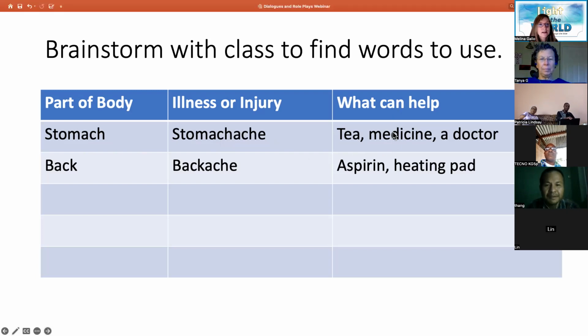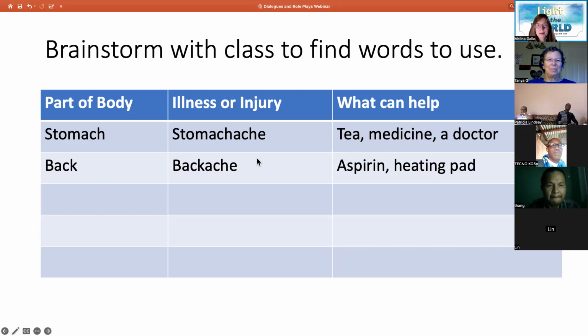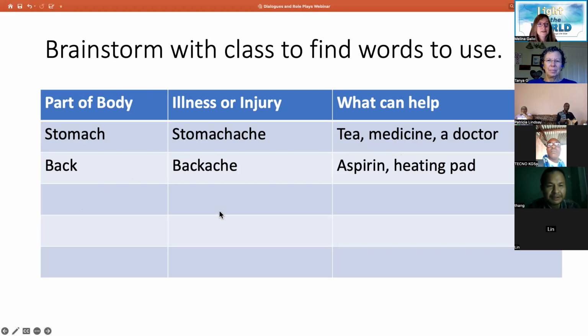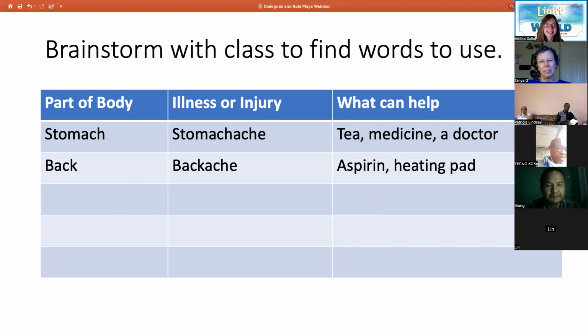And then we can talk about what can help. And this is always fun because people have different remedies in different countries. So it might be aspirin, it might be tea, you might go to the doctor. And so then we'll have other things, backache. What can help? We can put in other parts of the body and other problems. And these are great also for having cultural conversations.